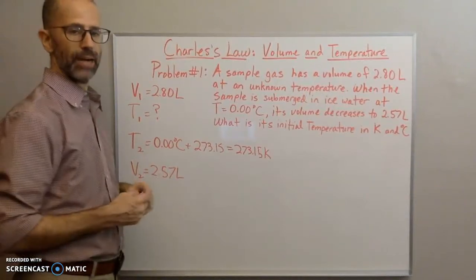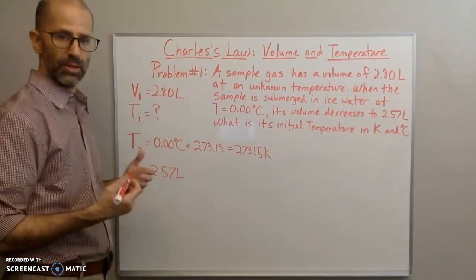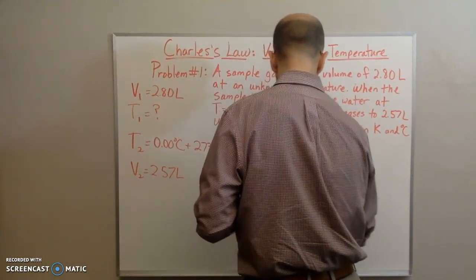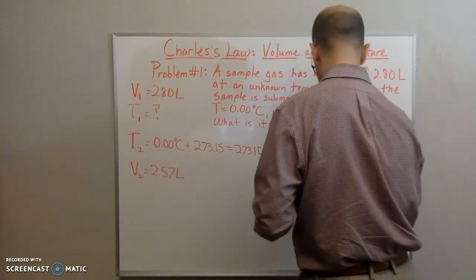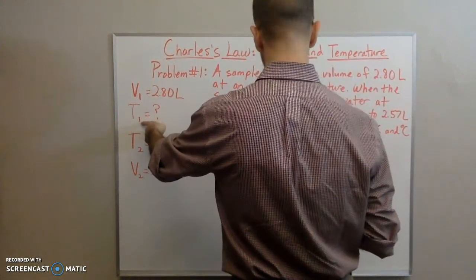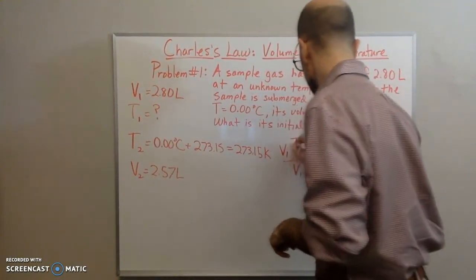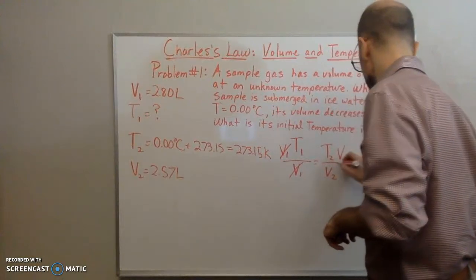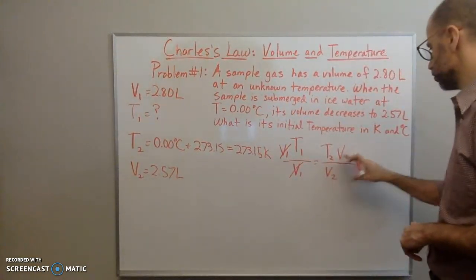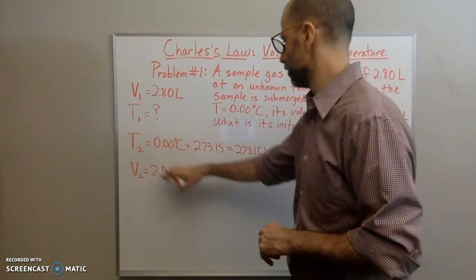Okay, now that we have our temperature in Kelvin, we can plug it into Charles's law. Remember that Charles's law is T1 V1 over T2 V2. And we're solving for T1. So we want T1 by itself, so we multiply both sides by V1. And so we get T1 is equal to T2 V1 over V2. So now we can plug in the values.